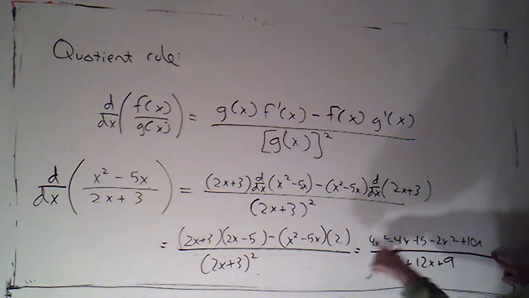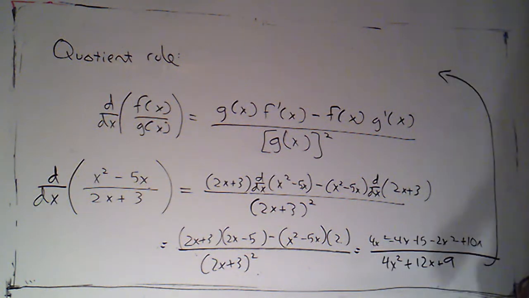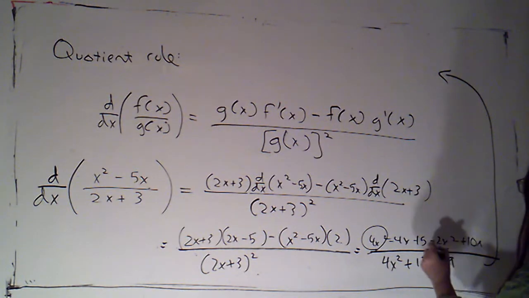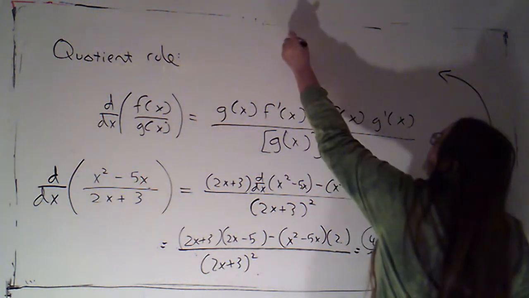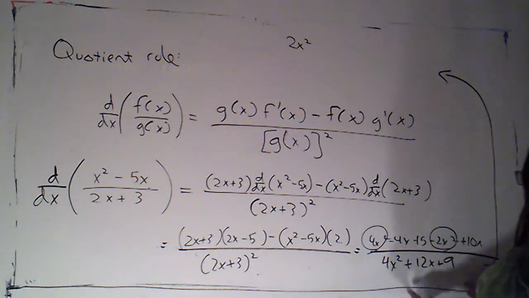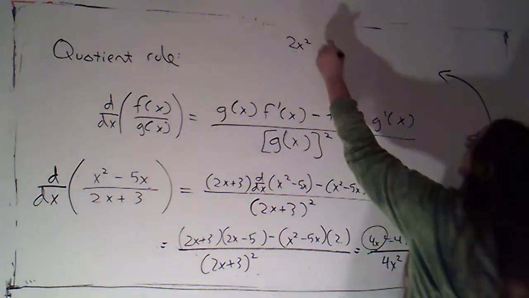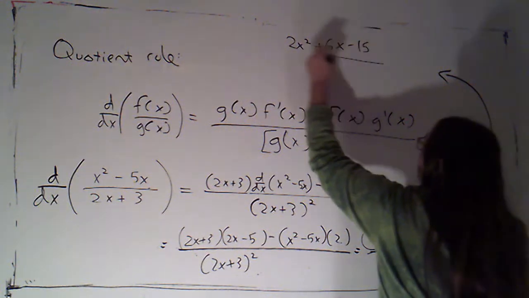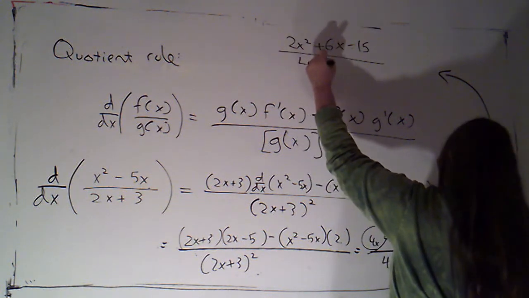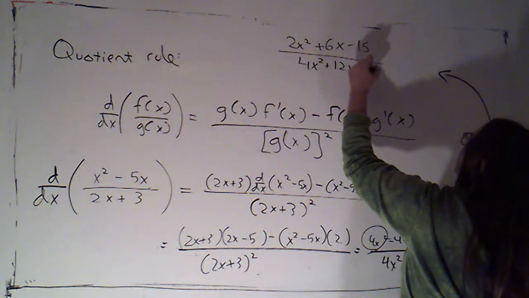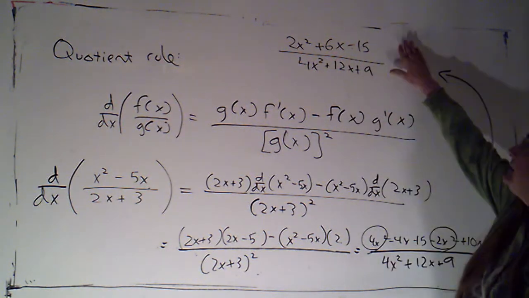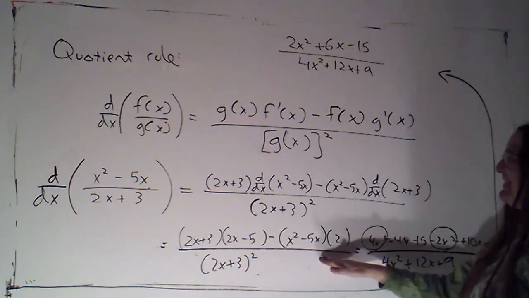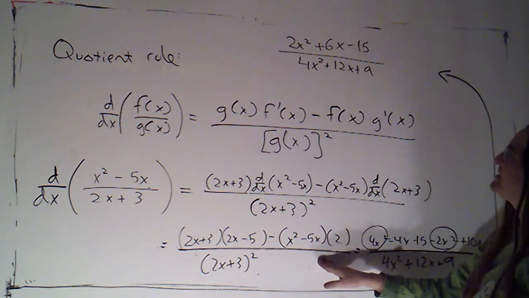Now on top, I've got some like terms, so I can combine them. Looks like we've got 4x squared and a minus 2x squared, so that's going to give me 2x squared. Minus 4x plus 10x is plus 6x, minus 15, all over 4x squared plus 12x plus 9. Now, if I needed to take a second derivative, I'd much rather have things in that form than in this form. It's going to be a lot easier.